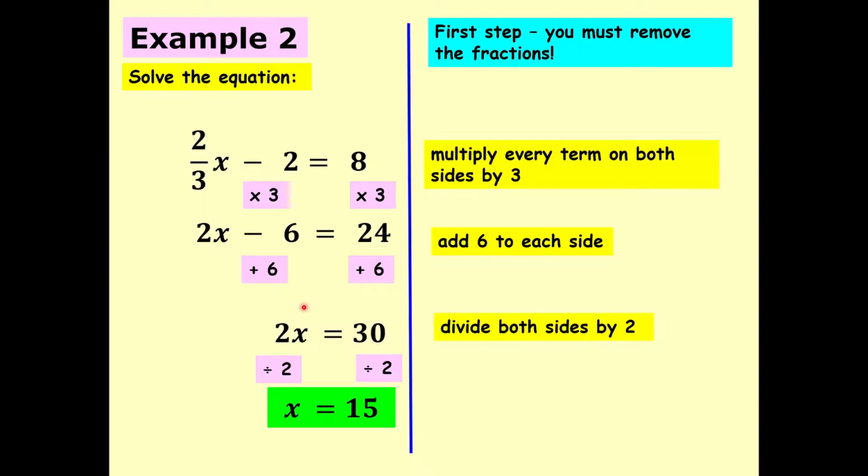So again, important steps, removing fractions to start with. You are going to multiply by what is on the bottom of the fraction, and you will be left with what is on the top. And you must remember that when you're multiplying through, you multiply every single term by that number. So if you copy that example down, and then I will ask you to try one.